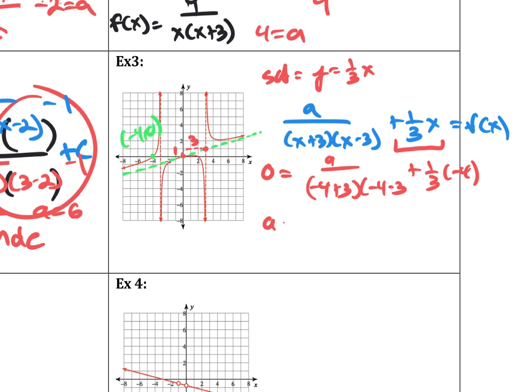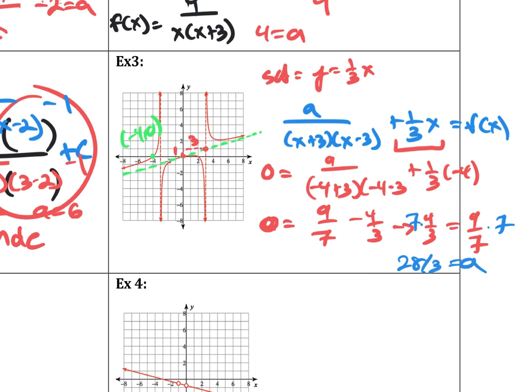So I have 0 is equal to a over -1 times -7, which is going to be a over 7. And then we're going to have minus 4 over 3. I'm going to go ahead and add the 4/3 over. So then we have 4 over 3 is equal to a over 7. And then at this point, I'm just going to multiply both sides by 7, and end up getting that 28 over 3 is equal to my a value.